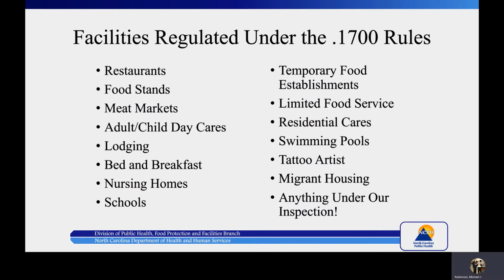So facilities that are regulated under the 1700 rules can include food service establishments such as restaurants and food stands, meat markets, temporary food establishments, and limited food service establishments. We can have adult and child daycare centers, lodging establishments such as hotels, motels, bed and breakfast homes, bed and breakfast inns, institutions such as nursing homes and hospitals, schools, residential care facilities, public swimming pools and spas, tattoo artists, and migrant housing. So essentially anything that's under our inspection is fair game for the 1700 rules.